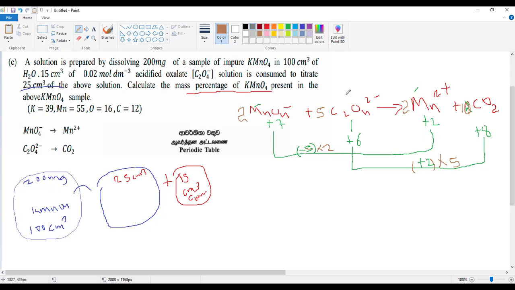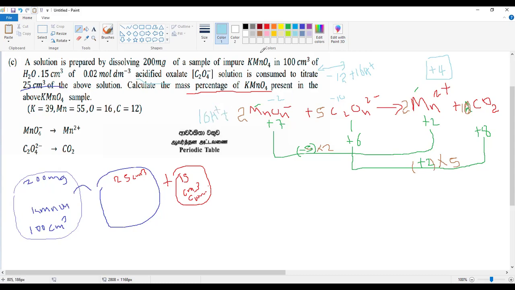Next step is we have to balance the charges. Here you can see minus 2, 5 into minus 2, minus 10, so minus 12 is the charge on the reactant side. Product side, 2 into plus 2, plus 4 charge. Now they say acidified, so the medium is acidic. Then you have to add H pluses. Acidic medium means you add H pluses to the more negative side. The reactant side is the more negative side, therefore I will be putting 16 H plus. Then plus 16 and minus 12 gives you plus 4, so both sides' charges are equal.